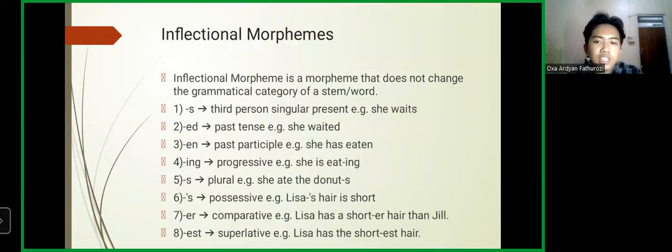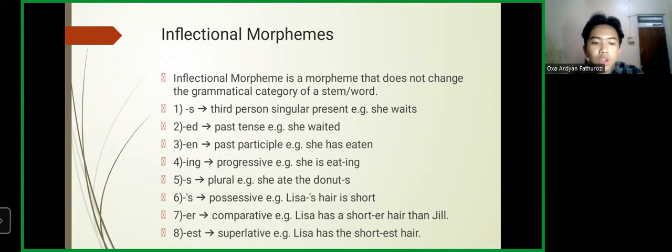Next, we have inflectional morphemes. Inflectional morpheme is a morpheme that does not change the grammatical category of a stem or a word. The first of the inflectional morphemes is s for third person singular present. For example, she waits. Then we have the suffix ed, ed is a past tense. For example, she waited. In the third one, we have the suffix n, which is a past participle. We have the example, she has eaten.